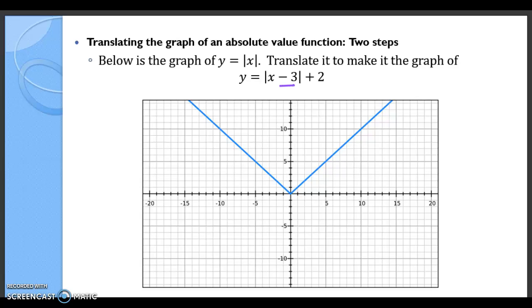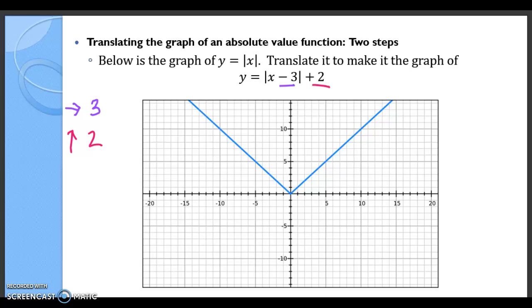This minus 3 is going to actually move the whole function to the right 3 because it's inside of our absolute value. Just like if it was inside the square root or inside the squared with a parabola, it's going to move it to the right. And then this plus 2 is going to move it up 2.